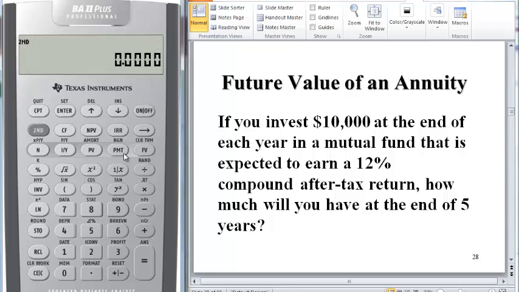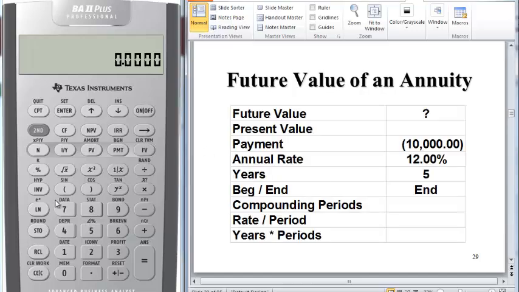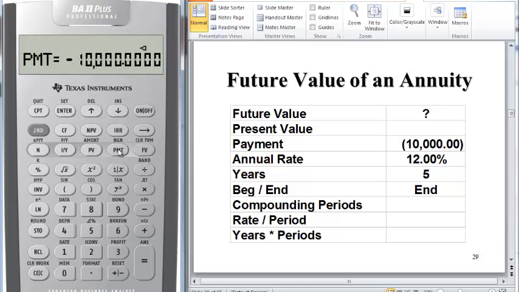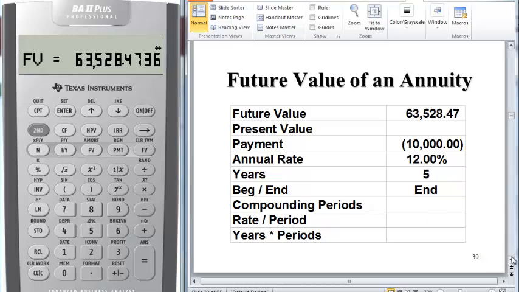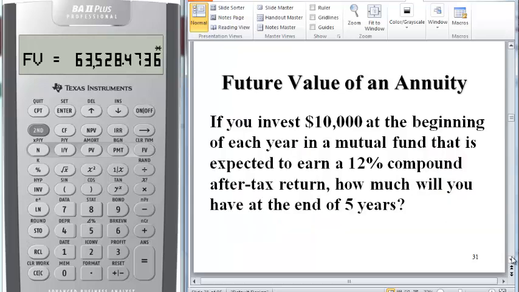So I want to clear my time value of money, and let's see what my problem has in store for me. 10,000 is going to be my payment. It's an outflow, and it goes in as a payment because it's happening every year. 12% is my interest rate, and 5 is going to be my number of years. I'm trying to determine the future value, and what do I get? I get $63,528.47.